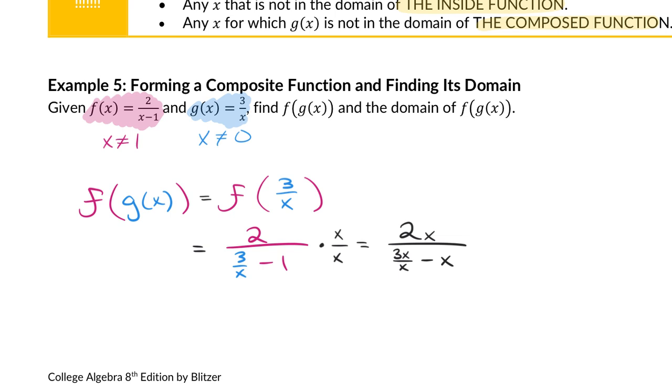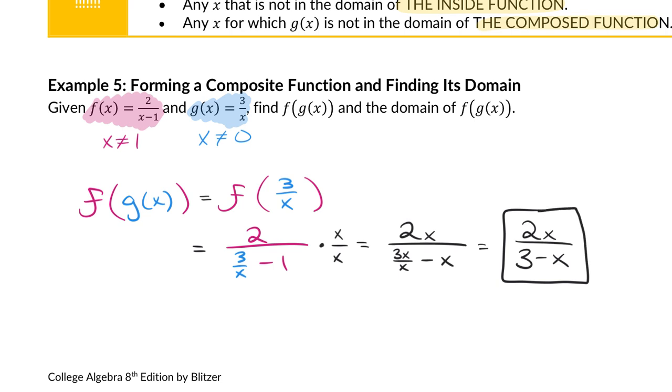Hopefully your spidey senses are tingling. 3x over x. Just 3, right? The x's are going to cancel. So my composed function written in a form that's acceptable is 2x over 3 minus x. This would be our composed function.